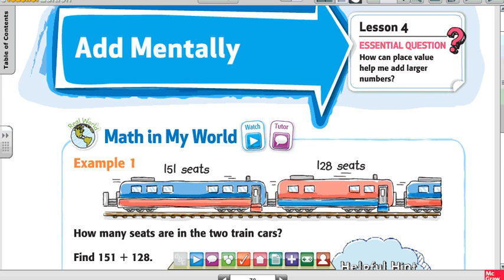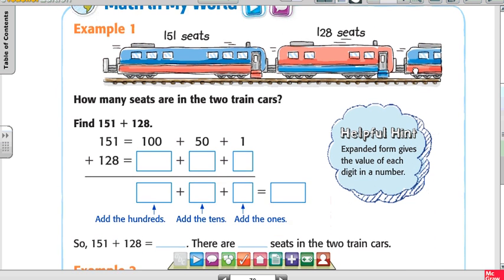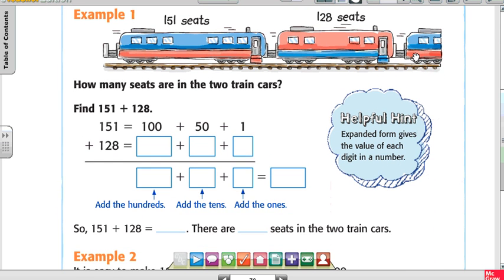In chapter 2, lesson 4, it says add mentally. How many seats are in 2 train cars? Well, let's see what they said. Add mentally. What they want you to do is, I have 151, right? They decomposed 151. What form is this? Expanded form. So basically, that's just what they want you to do.